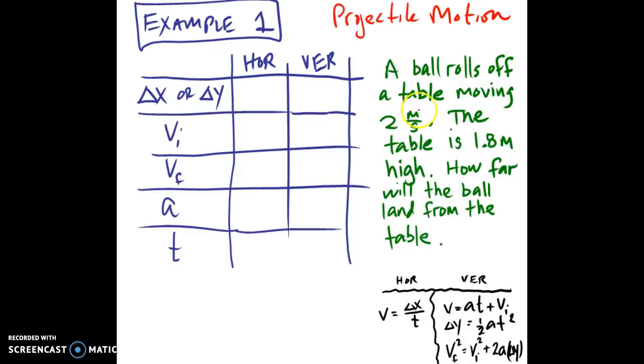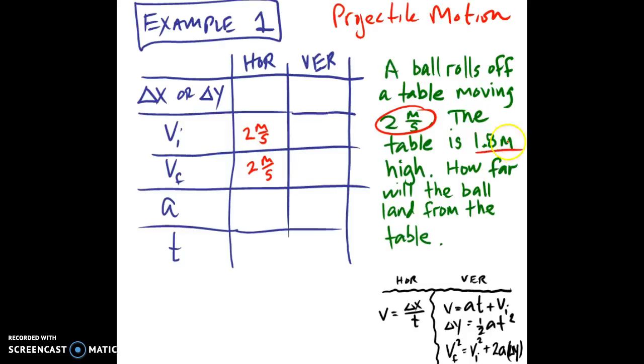Alright, so we see here 2 meters per second is its velocity coming off the table. That means that's its initial horizontal velocity, 2 meters per second. Since we know velocity is constant horizontally, that will be the final velocity of the ball, horizontally speaking. We're just saying that it's not going to change its speed horizontally while it's in the air.